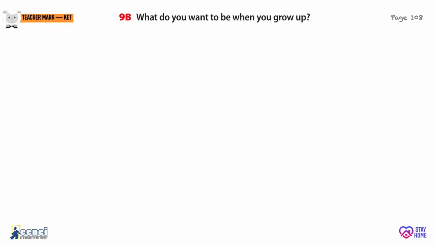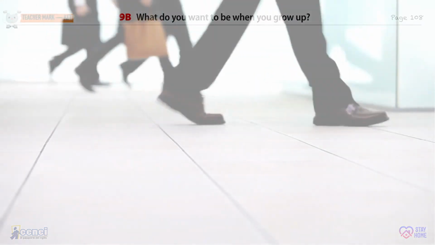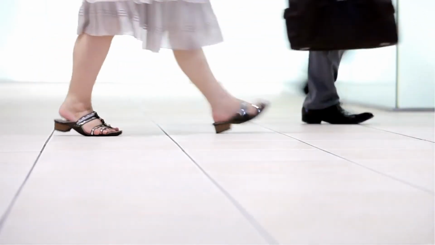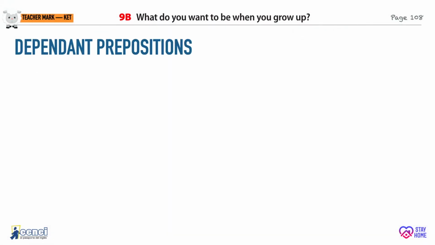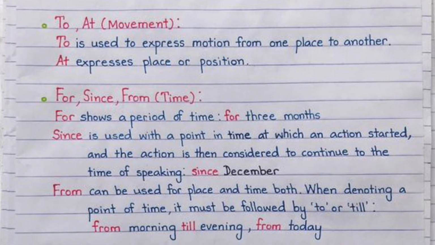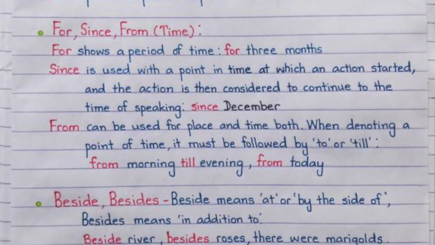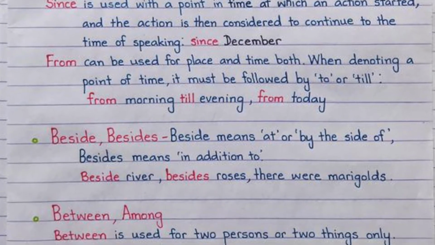Good, so the title of today is What do you want to be when you grow up? This is a very important question that all of us in our life have to face, especially you guys, now that you are at the age. So let's start with dependent prepositions. Let's remember that a preposition is a word that tells us the position of things. There exist a lot of them. If you go back to your notebook, you can find the information about this.